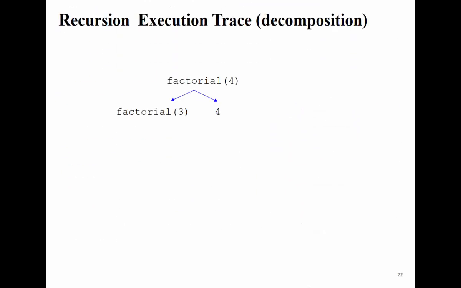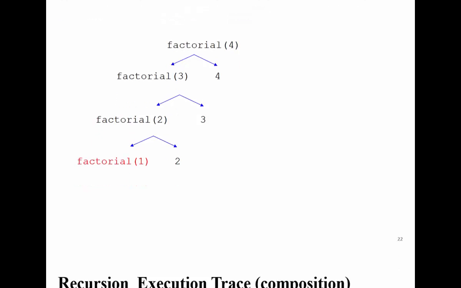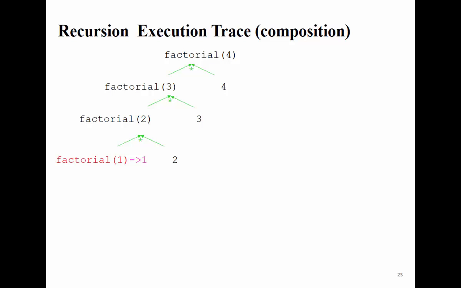This is another way to visualize, or trace, the recursive method. It's called decomposition. You start with factorial of 4. You decompose the problem to factorial of 3 times 4. Then factorial of 2 times 3. Then factorial of 1 times 2. Now you reach the base case, factorial of 1 in this case. So then you do composition.